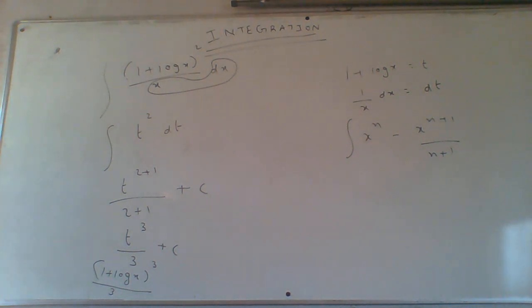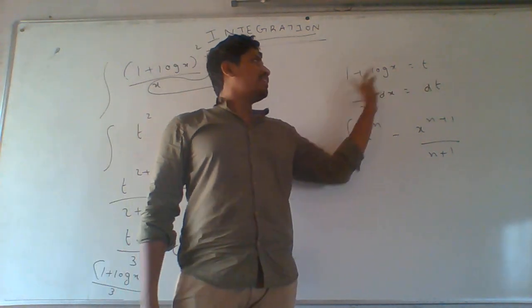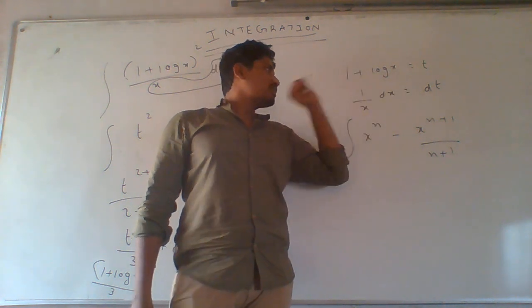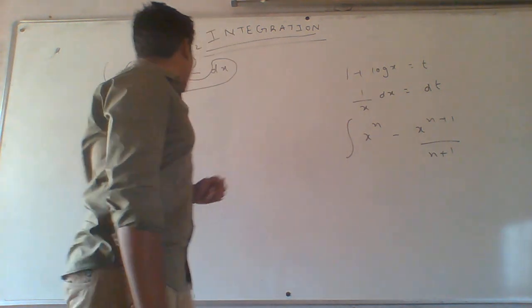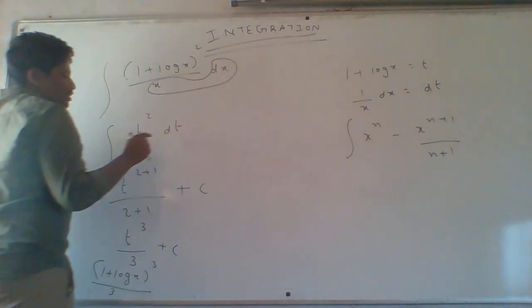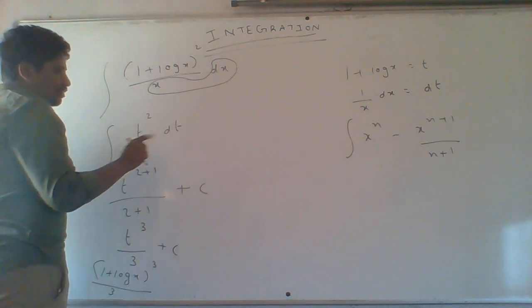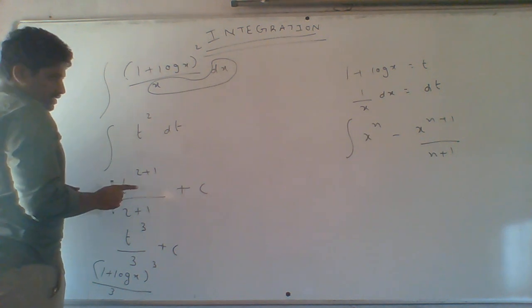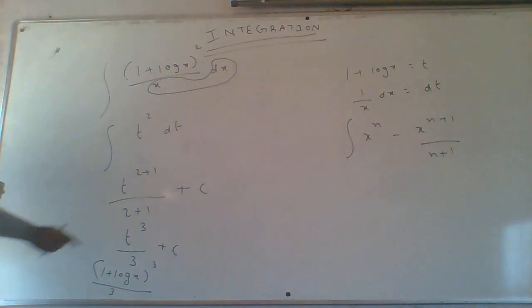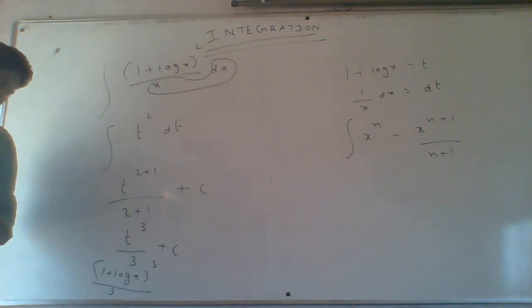See the steps here once again. What we did: we substituted t in the place of 1 plus log x. Apply derivative on both sides with respect to the variable. We got 1 by x dx. Here the total integration was converted in terms of t. What is the formula we require here? What is the formula for t power n? It is t power n plus 1 by n plus 1. This is the process to solve. T power 2 plus 1, it is t cube by 3.